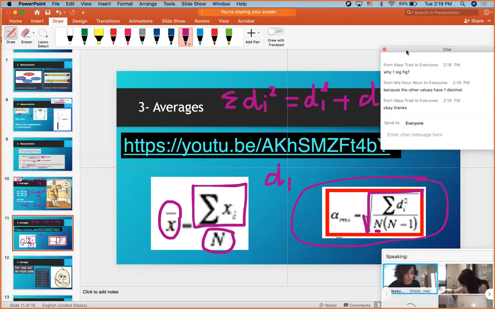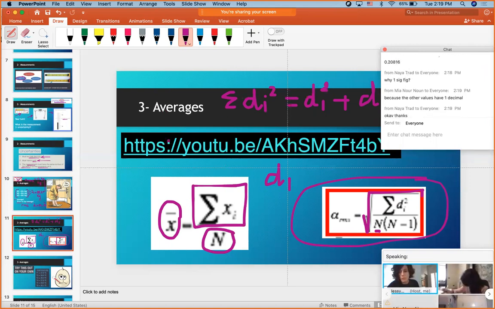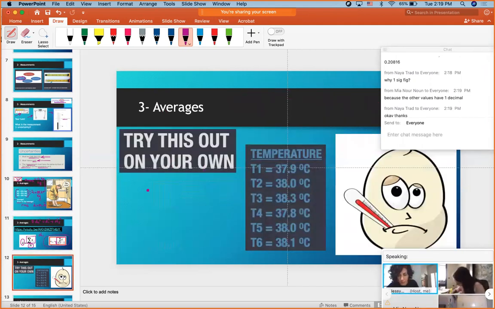Because the other values have 1 decimal. Okay, why 1 sig fig? So Naya, the uncertainty is always 1 sig fig. And by the way, your question is very important. Let me tell you. Let's say the mass is 58.23, and I say it's plus or minus 0.12. When I say it's 0.12, what does it mean?